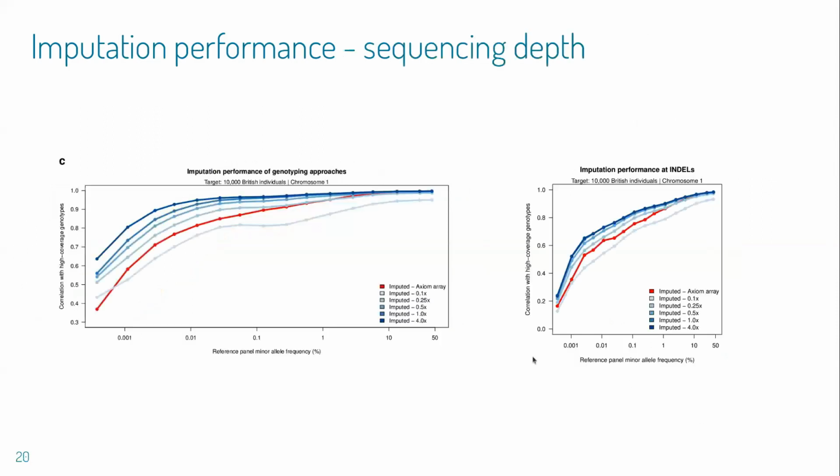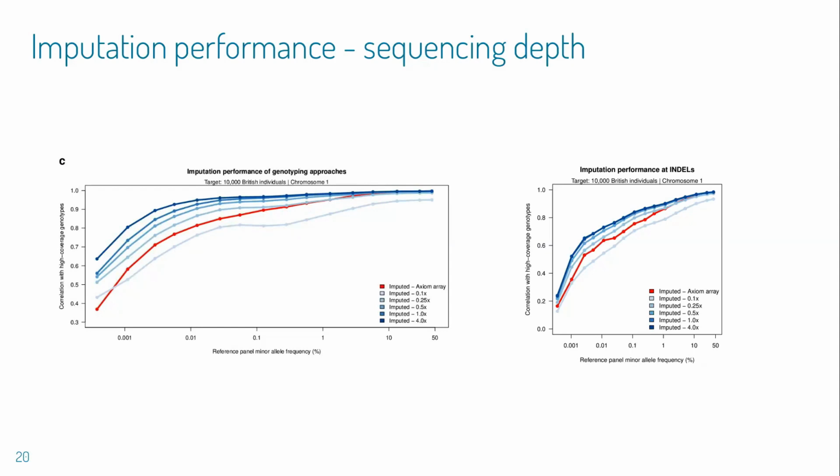Importantly, we also benchmarked different coverage configurations from 0.1x data, 0.25x data, up to 4x data. And of course, the imputation accuracy increases with the coverage. And we also added here in red the UK Biobank Axiom array imputed with the same reference panel, of course. Therefore, in this case, we have also a very interesting comparison, because the UK Biobank Axiom array has been specifically designed for the UK Biobank data.